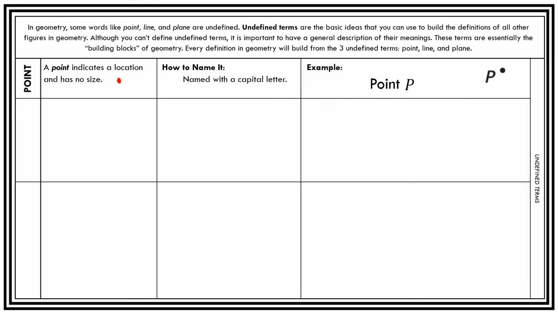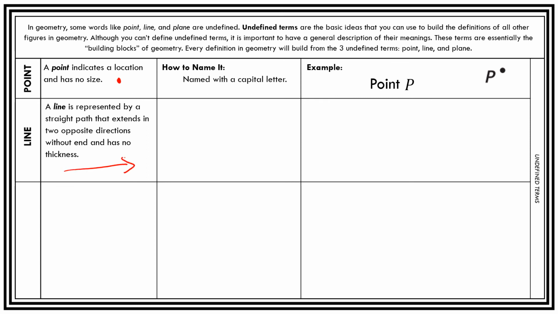All right, our next undefined term is a line. A line is represented by a straight path that extends in two opposite directions without end and has no thickness. Okay, so lines now tell us direction. So points tell us location, and then lines tell us direction. Are you able to know if it's a line? You know what a line looks like, right? But the big thing about a line is it has arrows on both ends, and those two arrows represent the path extending in two opposite directions.